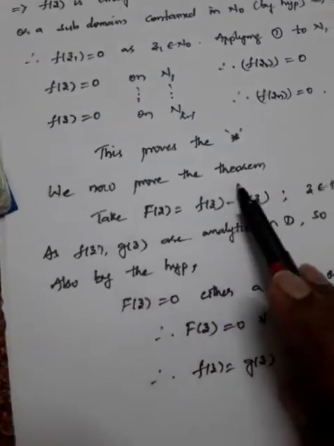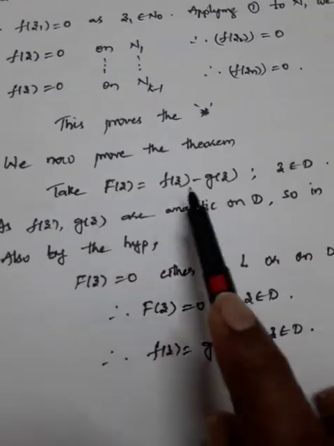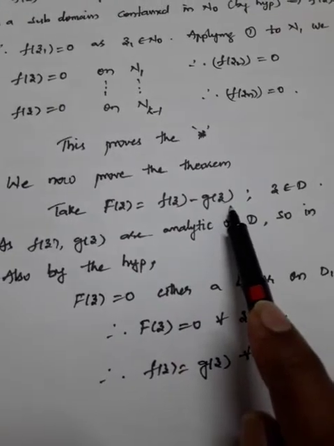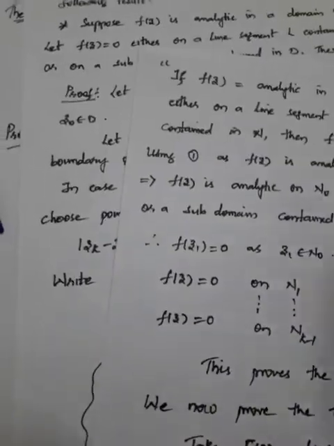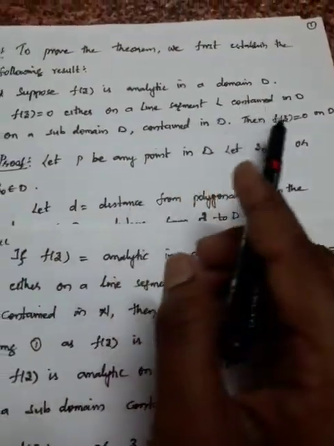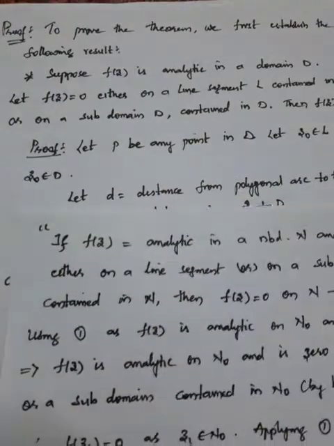Now we prove the uniqueness theorem like this. Taking capital F of z equal to f of z minus g of z, we have proved this star. Star means the first equation, the first one, which we have proved: F of z is equal to 0. Now we are proving the uniqueness.